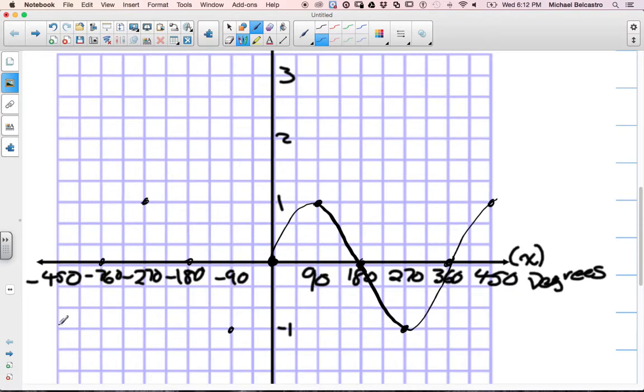Are you guys okay with these major points? Yeah. It makes sense? Okay, good. So this is y equals sine x.